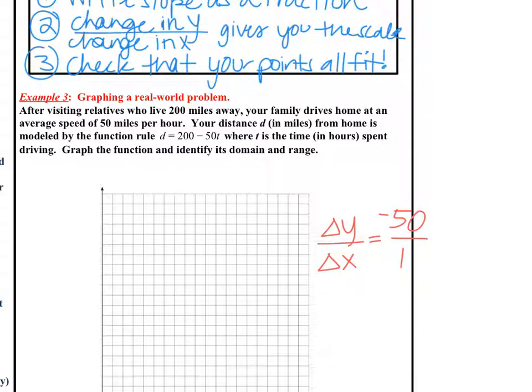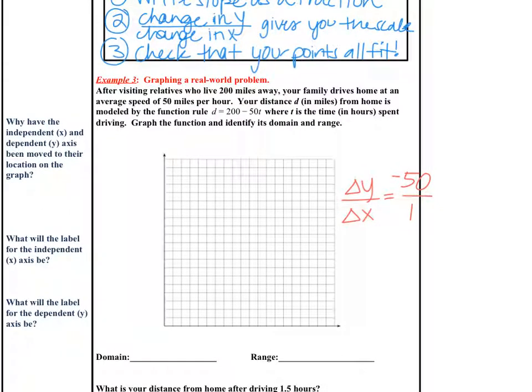Leave it like that. We know the slope's negative 50. I don't need you to simplify it. I want it as a fraction because this tells you when you're labeling your y-axis, label it by 50s. Have it change by 50s. When you label the x-axis, go by 1s. Okay, before we start doing that, so that gives you the scale. Change in y needs to be 50, change in x needs to be 1.